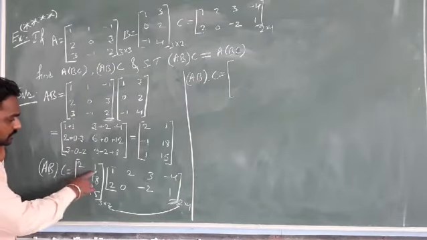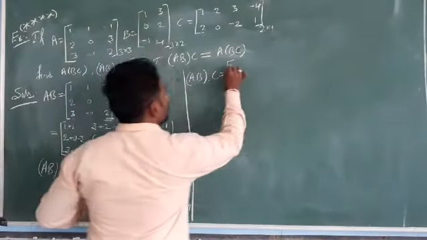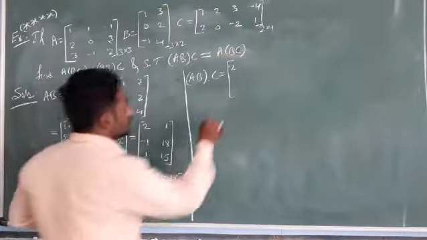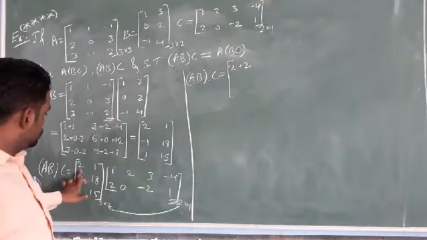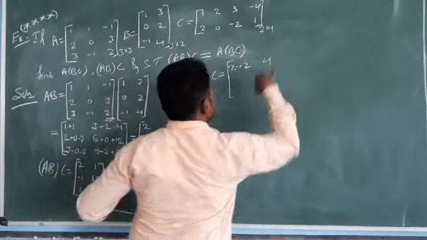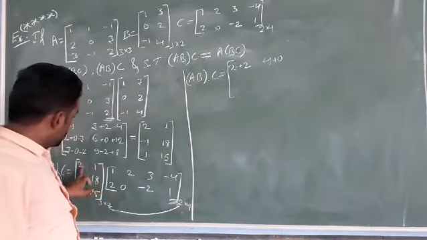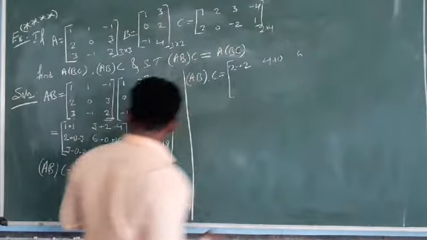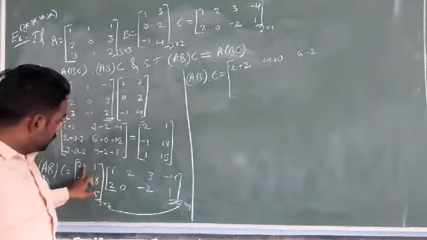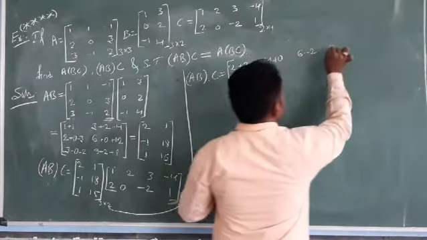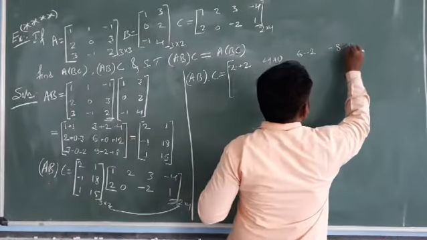Okay. First row with the first column element. What is that? 2 into 1, 2. 1 into 2, plus 2. Over, students. Next, 2 into 2, that is 4, plus 1 into 0, that is 0. Next, 2 into 3, 6. 1 into minus 2, minus 2. Next, 2 into minus 4, that is minus 8. And 1 into 1, that is plus 1.